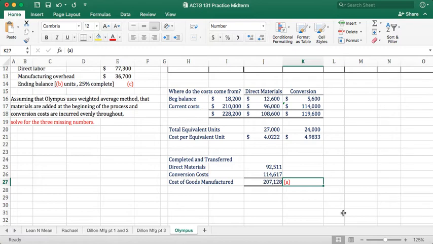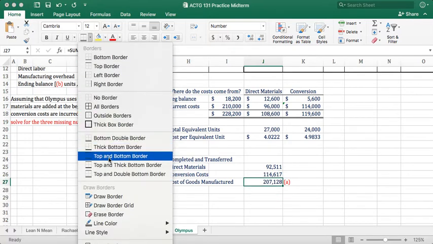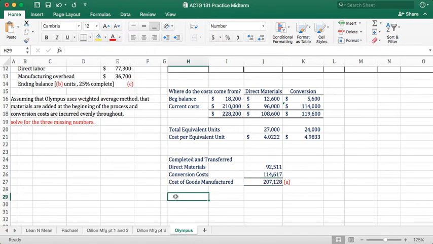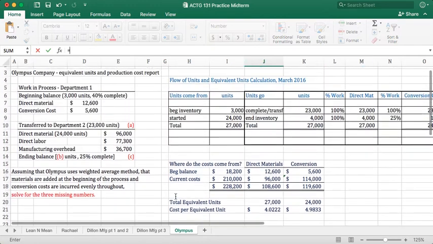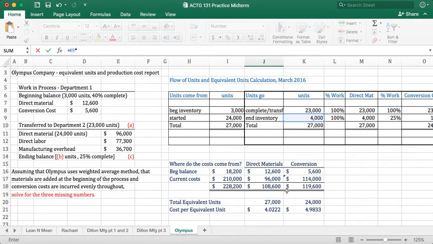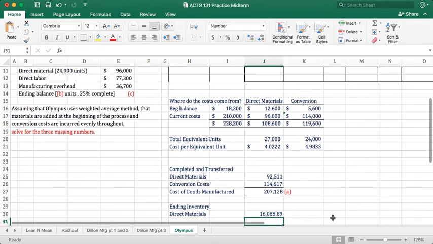Now we need to still do something with the ending inventory. I should probably just give this a single underline. All right, so let's work with that ending inventory. Again, we're going to have direct materials, and we're going to multiply this 4,000, because that's what was ending for direct materials, multiplied by the 4.0222.